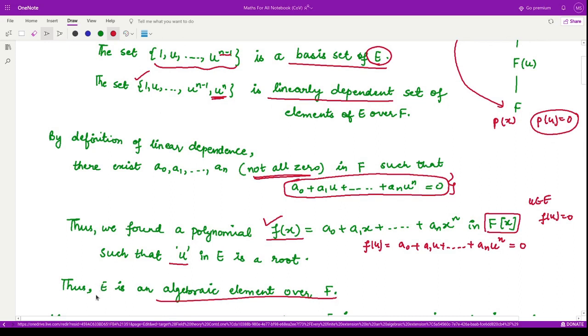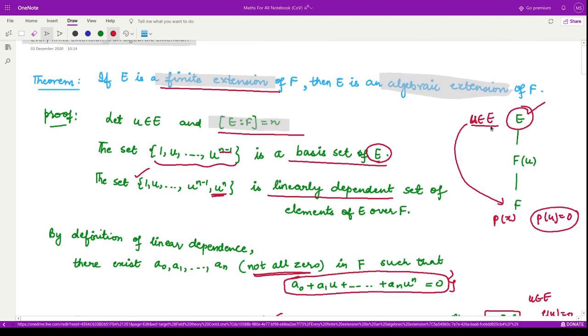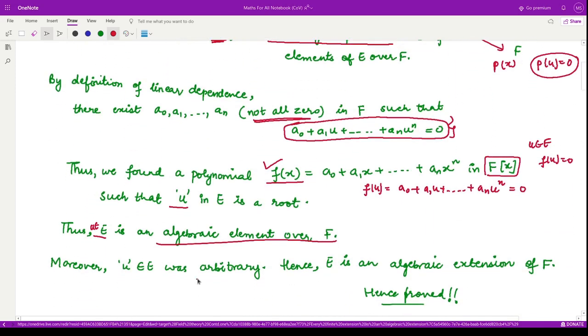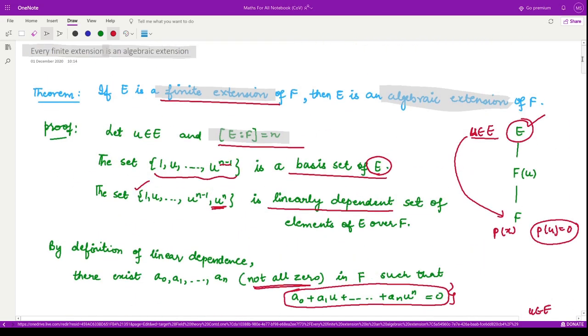So u, which belongs to E, is an algebraic element over F. Now remember, we considered this element u to be an arbitrary element. Therefore every element of this extension is an algebraic element over the given field F. Thus we can say that this extension is an algebraic extension of F. So the proof was quite simple. Every finite extension implies algebraic extension.